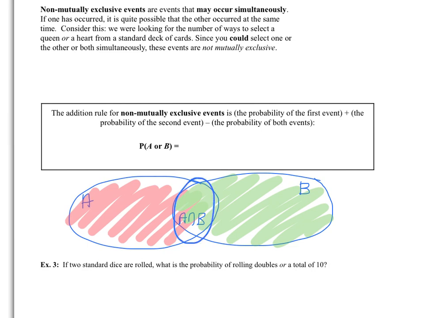In essence, we would have included the overlapping section of the Venn diagram you see below twice. That means we're going to have to subtract that probability of A intersection B from the sum of the two probabilities. So we take the probability of event A, we add the probability of event B, and then we have to subtract the probability that both A and B happen together.